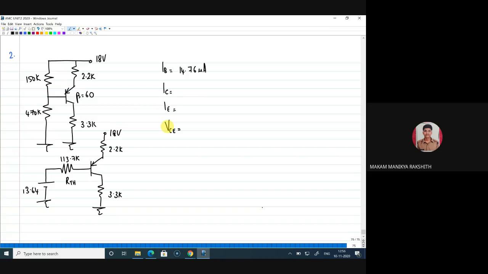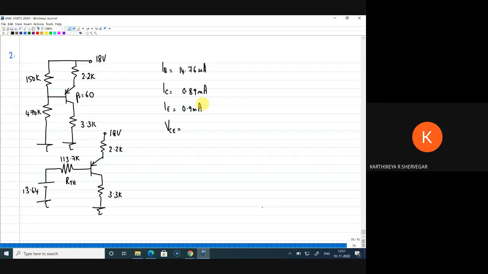Sir, IC is equal to beta times IB. Yes, so it is 885.6 microamps, which is 0.88 milliamps. I think I am getting 0.889 milliamps. You can check, and your IE is close to 0.9 milliamps. Correctly, the method is correct. Thank you. Manikandan? Yes, sir. Just a second.